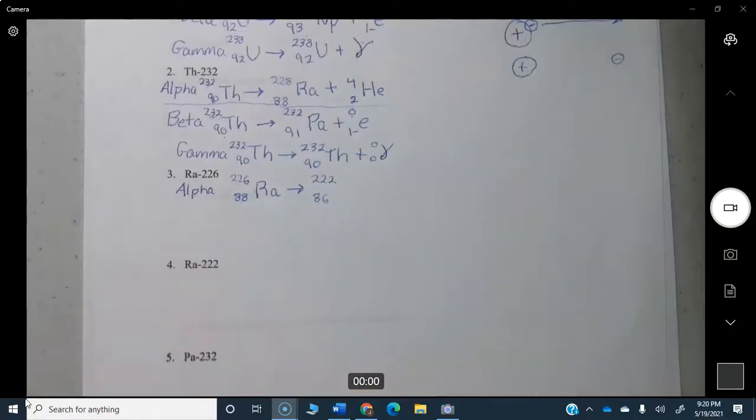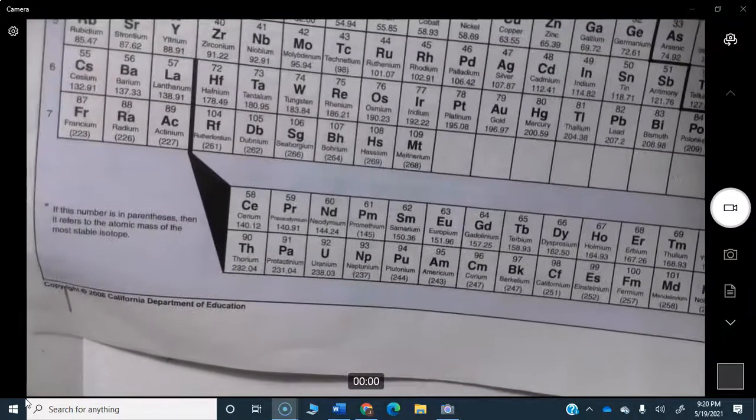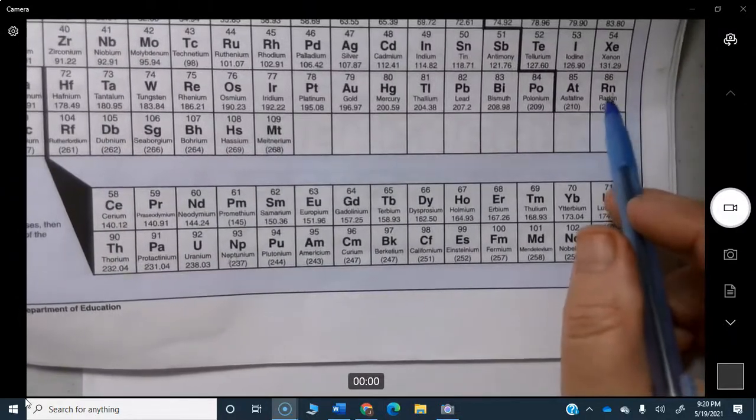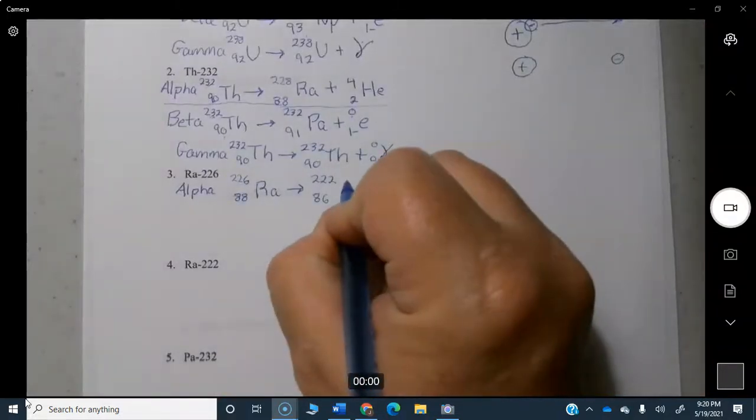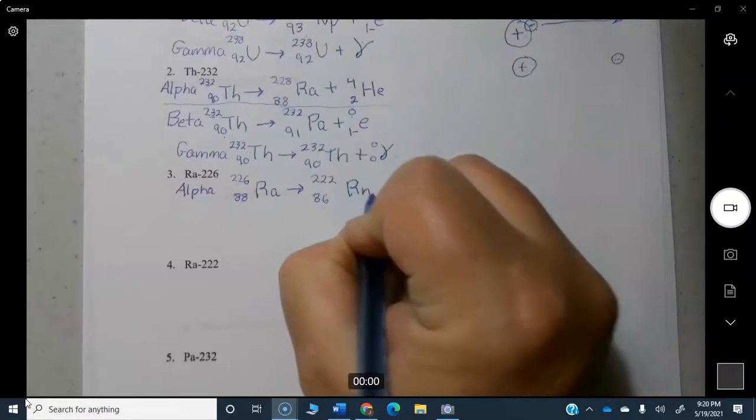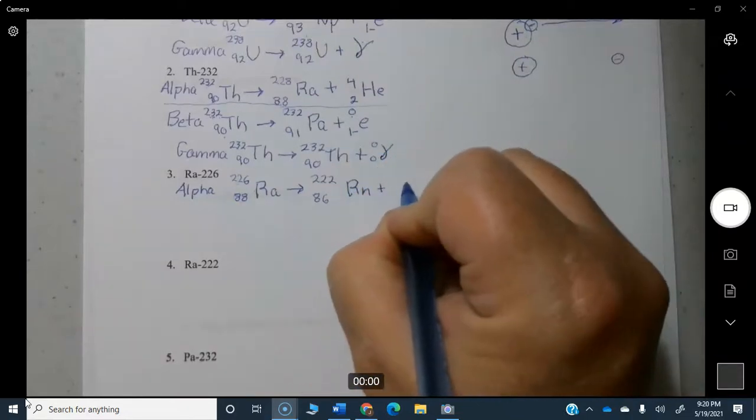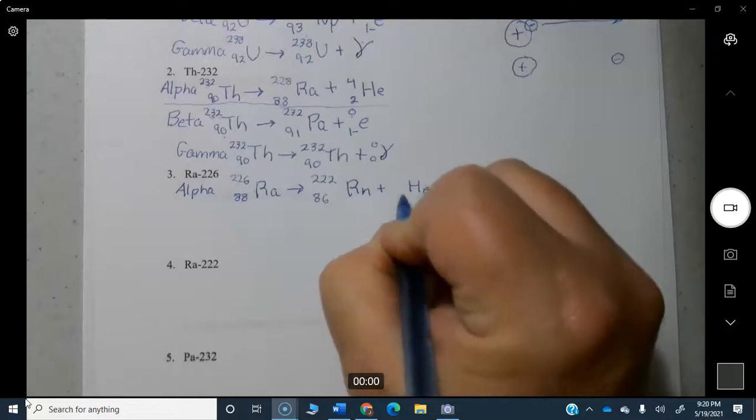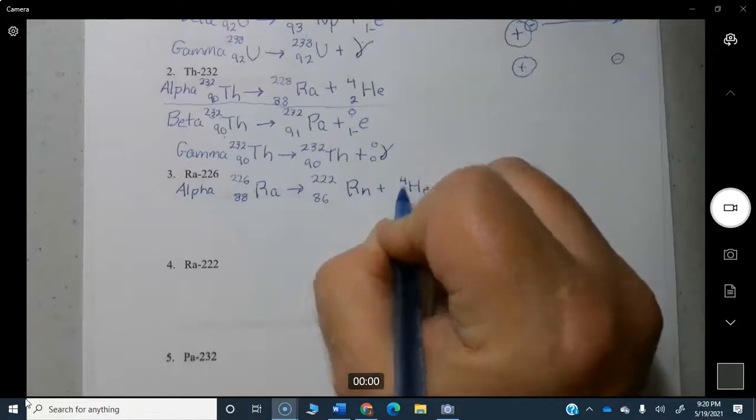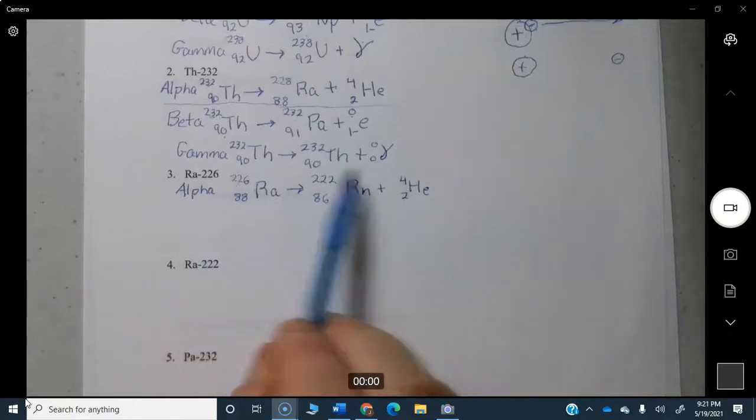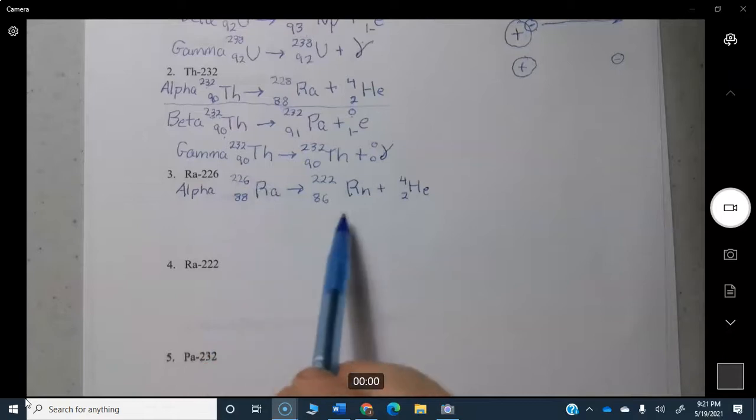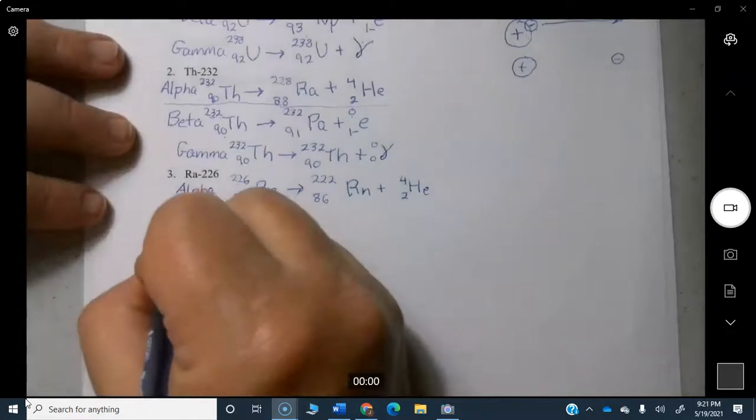Come to the periodic table and find out what element number 86 is, and it's radon. Right there, radon. Okay. A noble gas. Rn. Plus the equivalent of the helium nucleus. Okay. Again, everything has to add up here. This side has to equal this side, and this side has to equal this side when you add the numbers up. Okay. Beta.